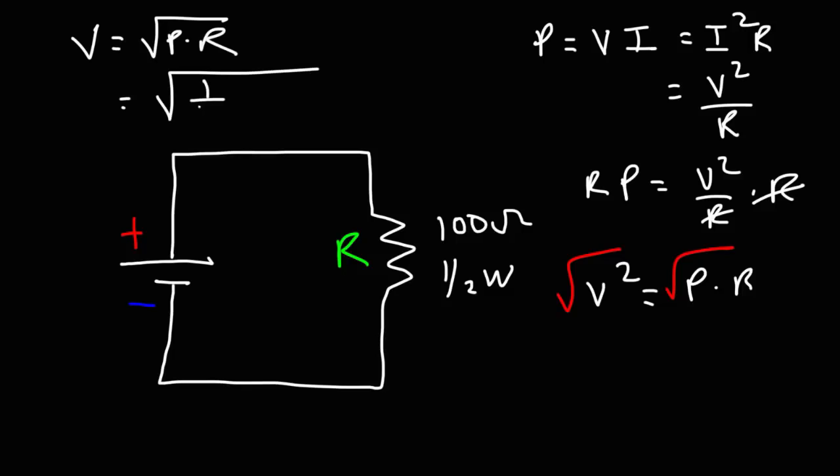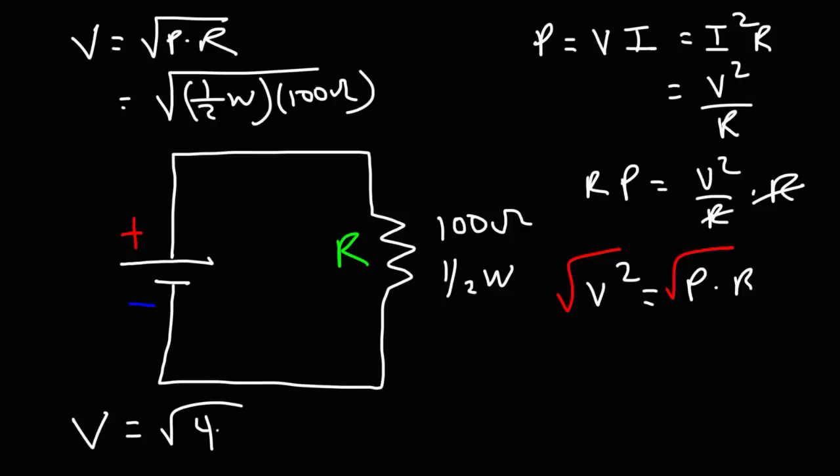So here we have a 1/2 watt resistor, and the resistance is 100 ohms. So half of 100 is 50, and we need the square root of that. It's easy to take the square root of 49. That's 7. So if you want to get a ballpark of your answer, you know it's close to 7. The square root of 50 is about 7.07 volts. So that is the maximum voltage that should be applied across this resistor if you don't want it to overheat.